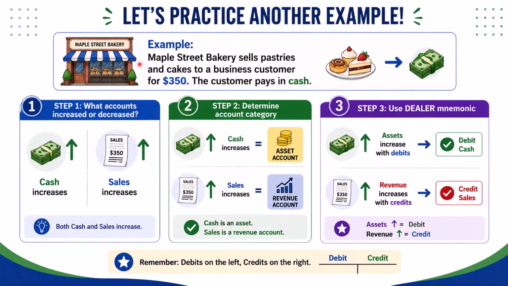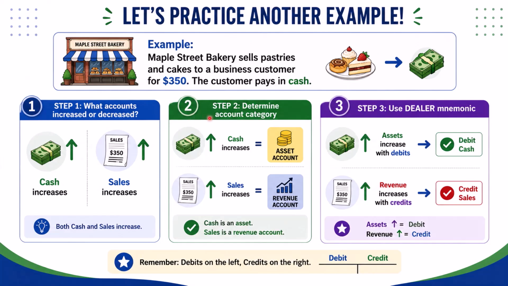Let's practice with another example. Maple Street Bakery sells pastries and cakes to a business customer for $350 and receives $350 in cash. In step 1, we determine what accounts increased or decreased, and in our example, Maple Street Bakery now has more cash, so cash increased, sales also increased.